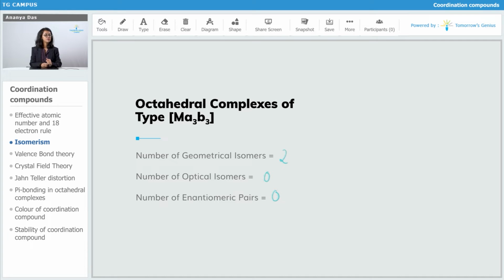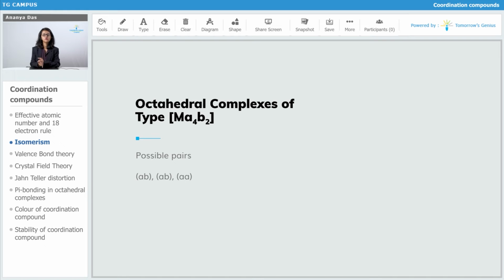Next we have the number of stereoisomers. So let's fill in the details. You already know 2, 0, 0. The number of stereoisomers is equal to the number of optical isomers plus the number of optically inactive pairs. So that's 0 plus 2, which is equal to 2.